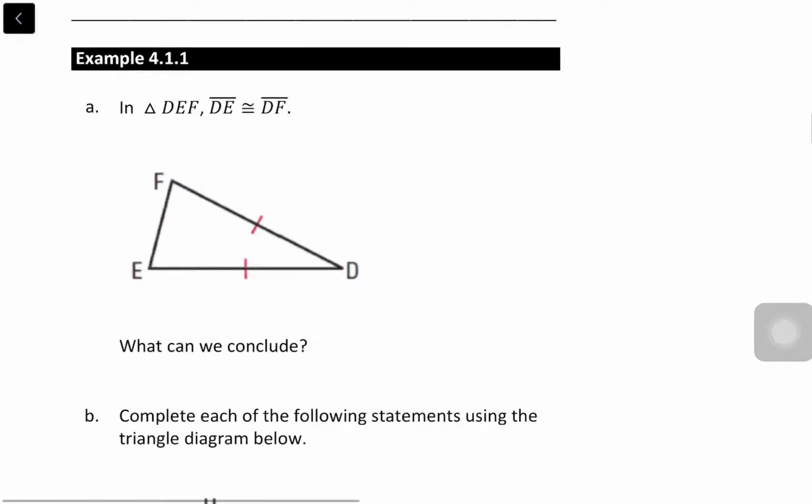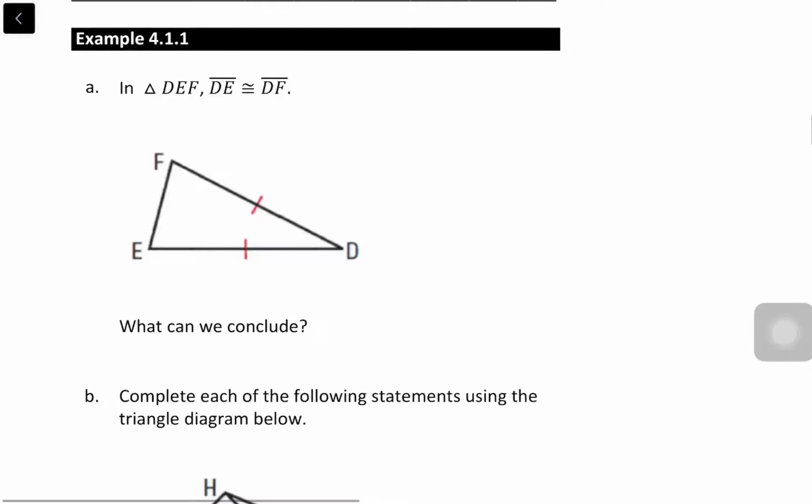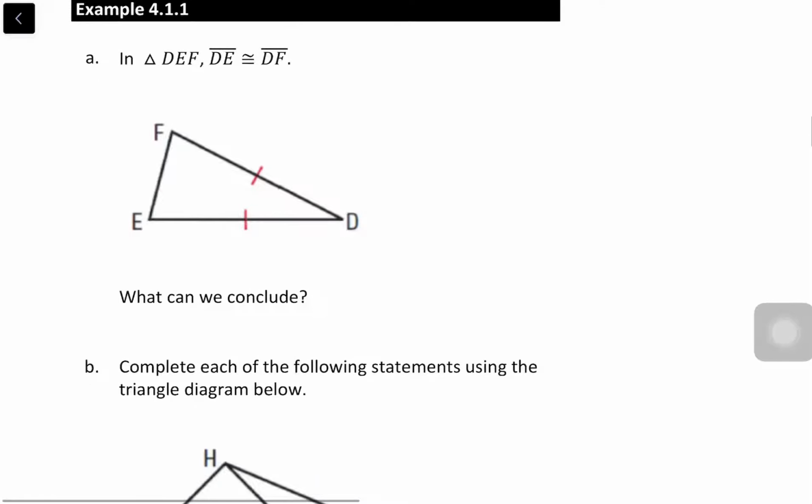Here's our first example. In triangle DEF, the side DE is congruent to the side DF. What can we conclude? Well, if those sides are congruent, then the angles across from them, angle F and angle E, must be congruent by the base angles theorem.